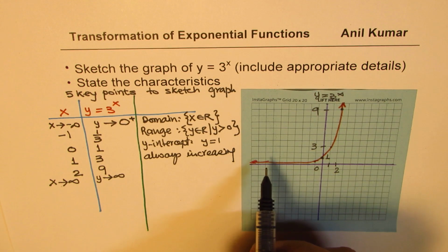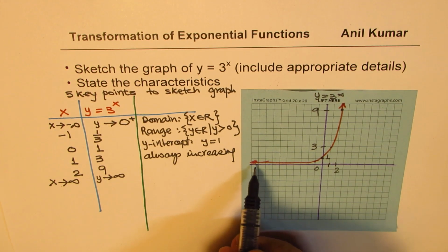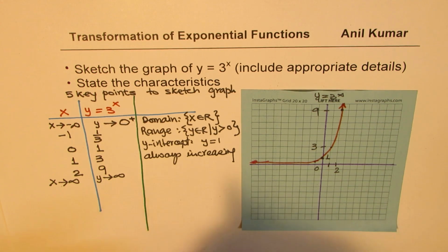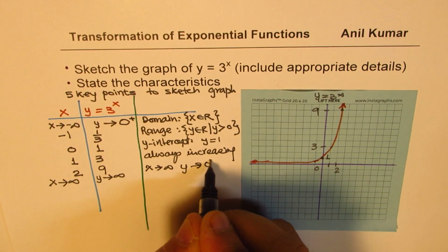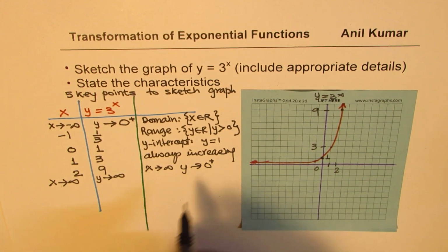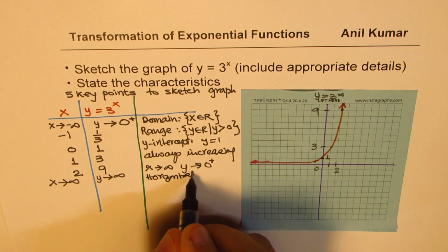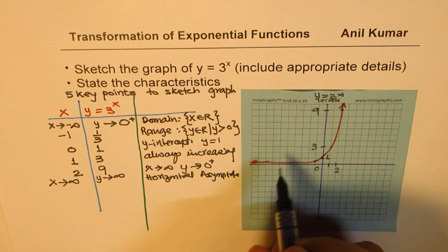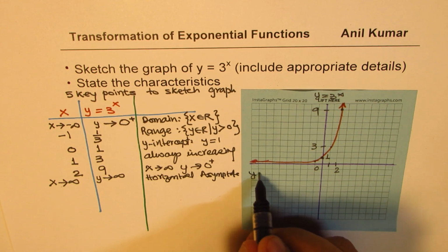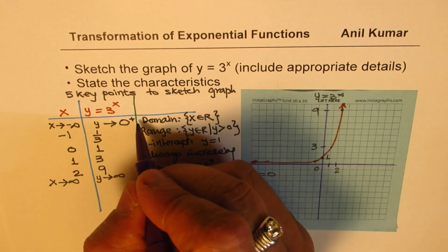So whenever you are checking a graph, you have to see from left to right. It is always increasing. Now it is approaching 0 when x approaches infinity. So when x approaches infinity, y approaches 0, of course from the positive side. So that property, we say it has a horizontal asymptote. And the equation of this horizontal asymptote is y equals 0. Correct? So these are very important properties which you could mention for an exponential function.